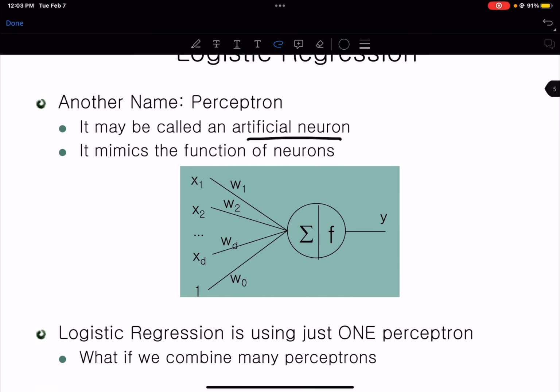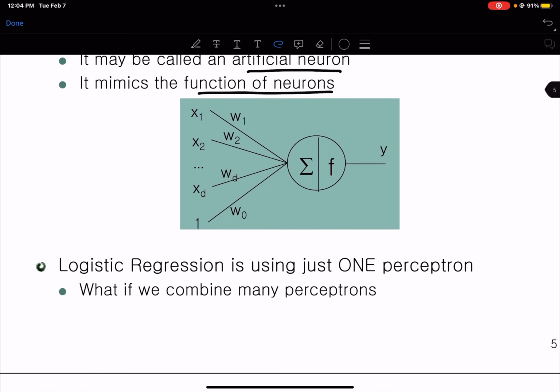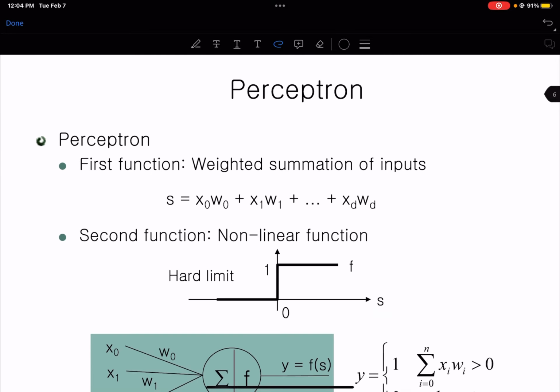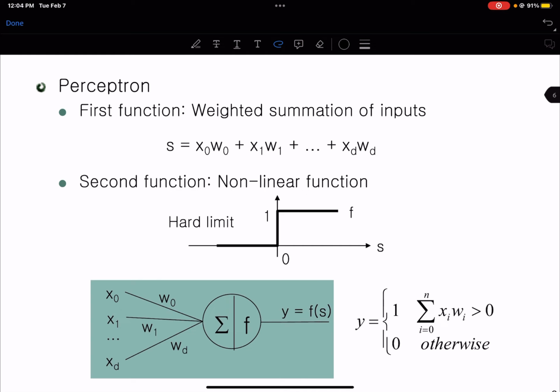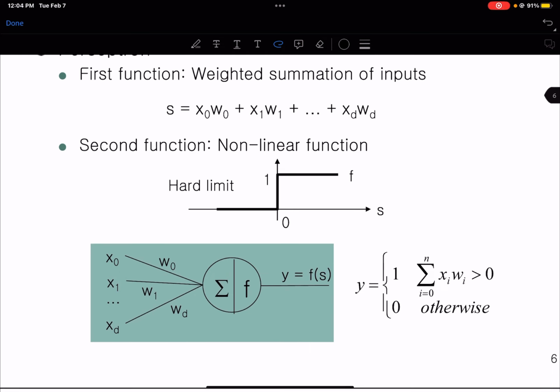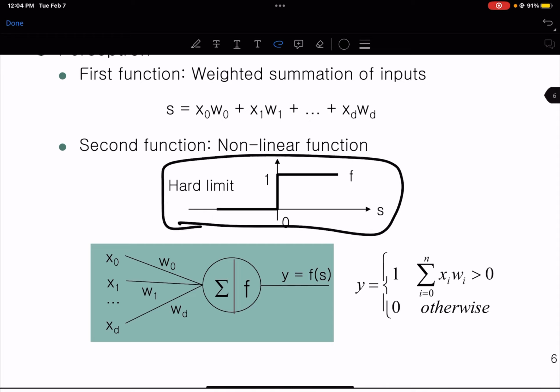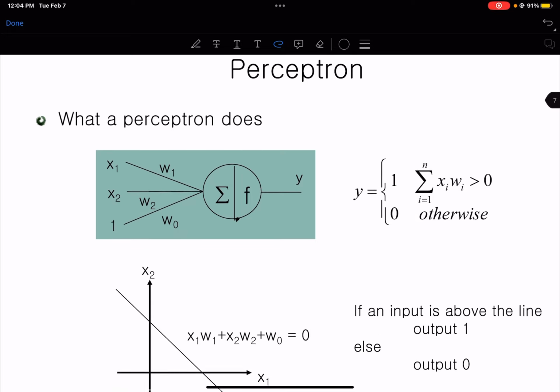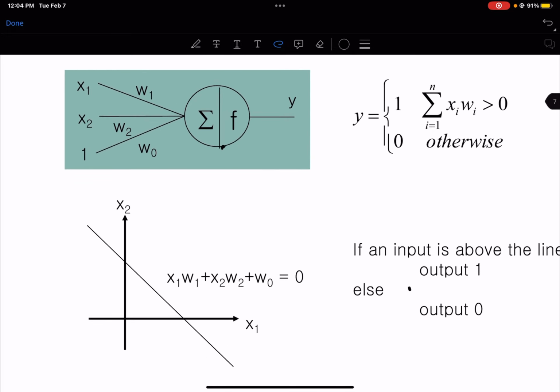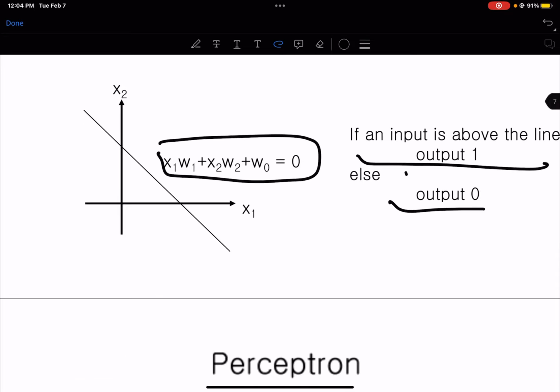We call that an artificial neuron, because it mimics the function of the human brain neurons. And what if we combine many perceptrons to solve nonlinear boundary problems? So we had the hard limit, where if the sum of these values is greater than 0, the answer is 1, otherwise 0. The same statement is here. This is the basic linear equation that is used to solve this problem.